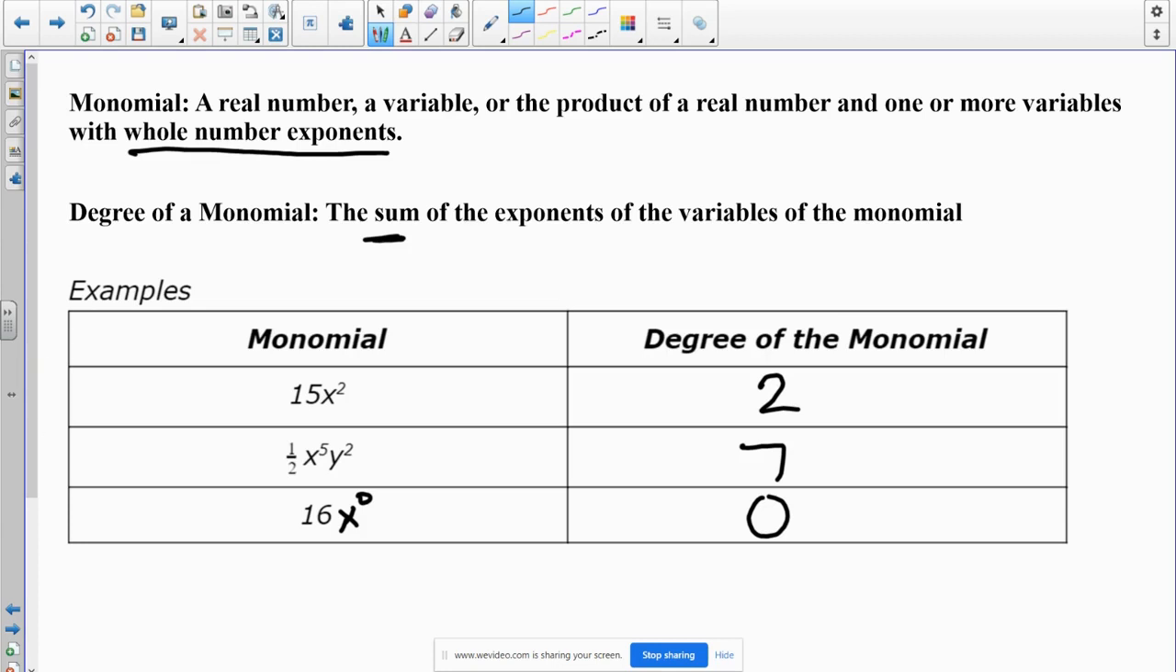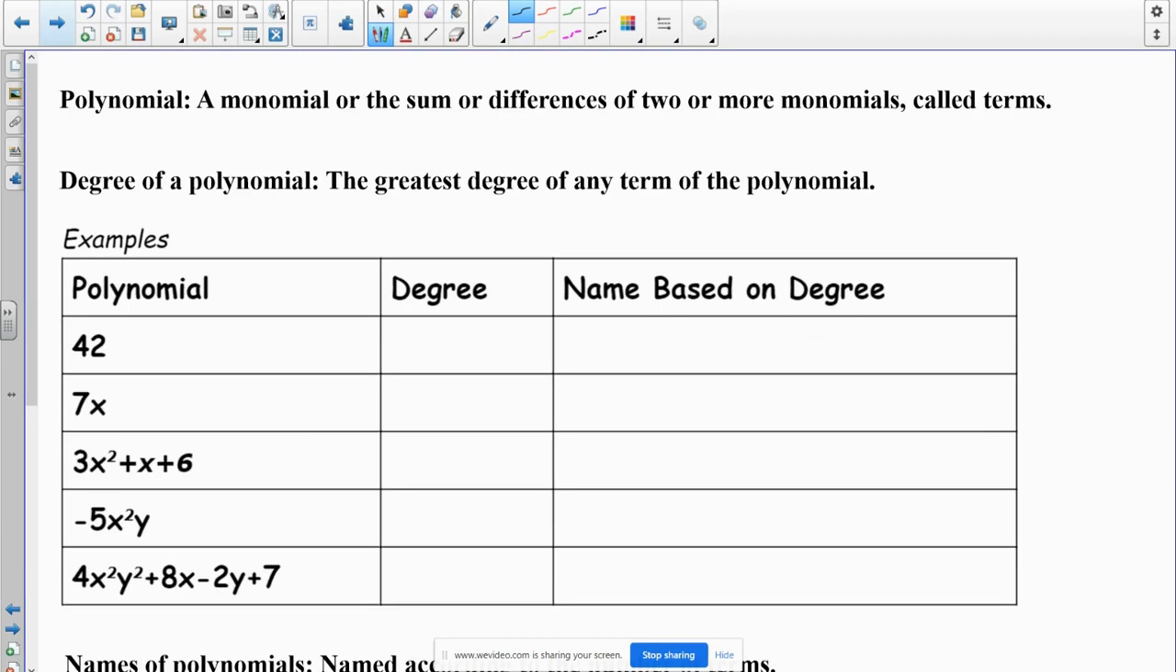Okay, we're going to look at some more vocabulary words here. We're going to start with polynomial. A polynomial is a monomial, or the sum or difference of 2 or more monomials called terms. So a monomial is just one type of polynomial, or it's the sum or difference of 2 or more. The degree of a polynomial is the greatest degree of any term of that polynomial. This is different than the degree of a monomial from the previous screen. This is just the greatest degree of any term of the polynomial.